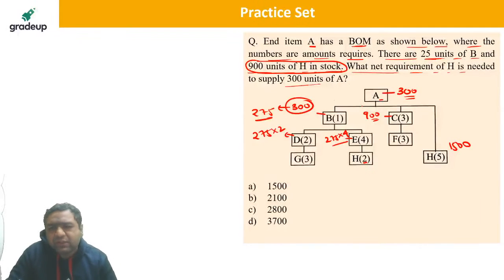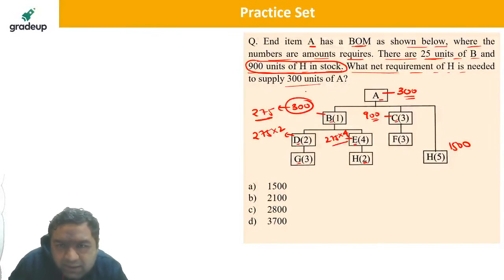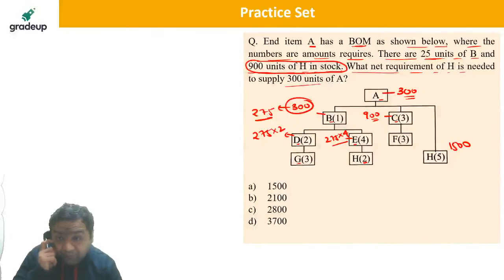What is the meaning of this table? It means for 1 unit of A, 1 unit of B is required and 3 units of C are required. For 1 unit of B, 2 units of D and 4 units of E are required. For 1 unit of D, 3 units of G are required. But we are not interested in G, we are interested in H. So for 1100 units of E, we require 2200 of H. So 2200 plus 1500 is going to be 3700.